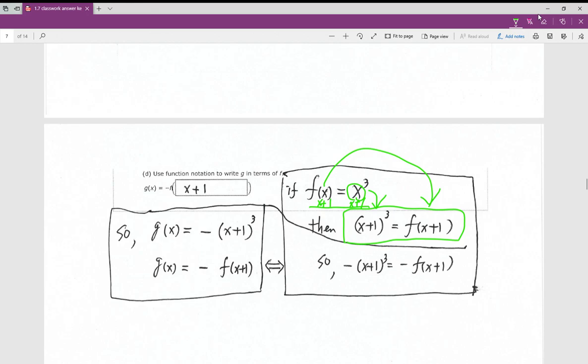And the same thing, if you multiply a negative sign to the whole thing, means you multiply a negative sign to the whole function f. So you have y equals negative f of s minus 1. That's how we have a negative sign outside here.